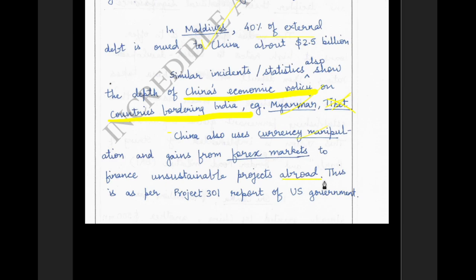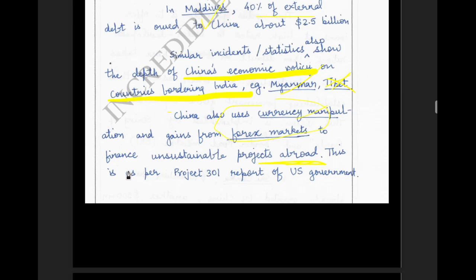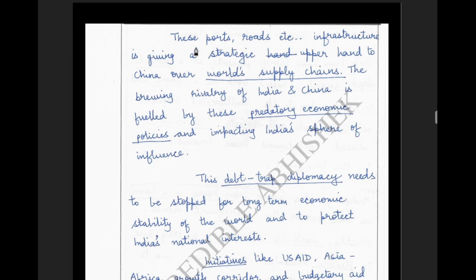Now you see, he has used 2 points. He has connected it with the topic because of the word abroad, and he has also discussed how their economic policy works. This is as per the Special 301 report of the US government. Okay, 301, yeah, it is on currency manipulation. India is also on this report, and there's a special watch list also on this, if I'm not wrong.